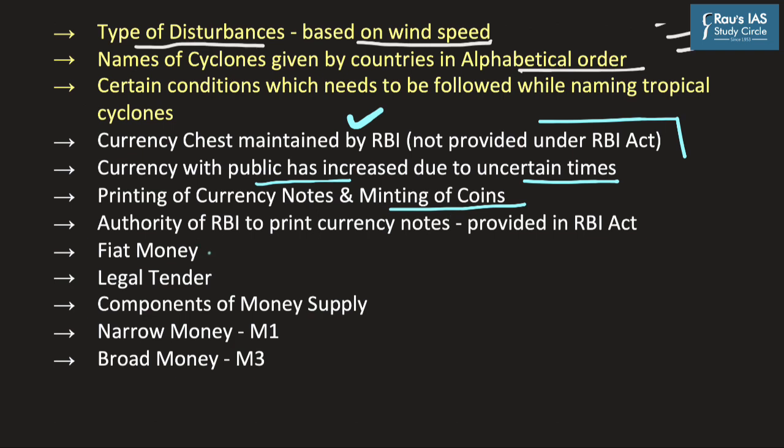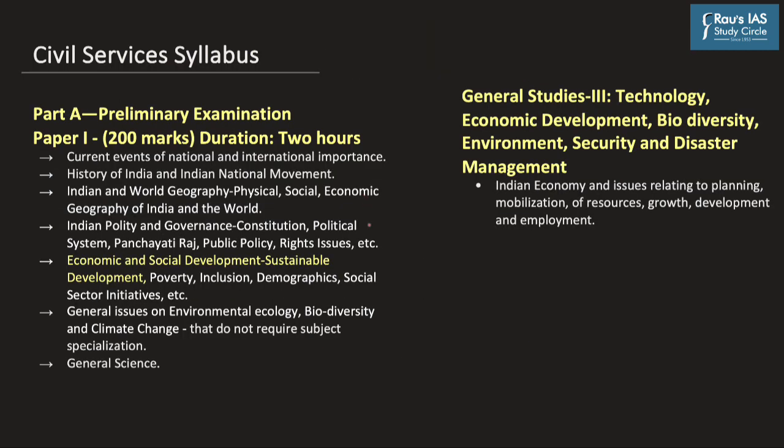Further, we also studied about fiat money, as fiat money lacks intrinsic value. We also studied about legal tender, also components of money supply, which includes M0, M1, M2, M3 and M4. Now M1 is referred as narrow money and M3 is referred as broad money because it includes time deposits. Now regarding the syllabus, in the prelims this topic gets covered under Indian economy, and in the mains gets covered under the aspect of GS paper 3 with respect to the aspects of Indian economy.